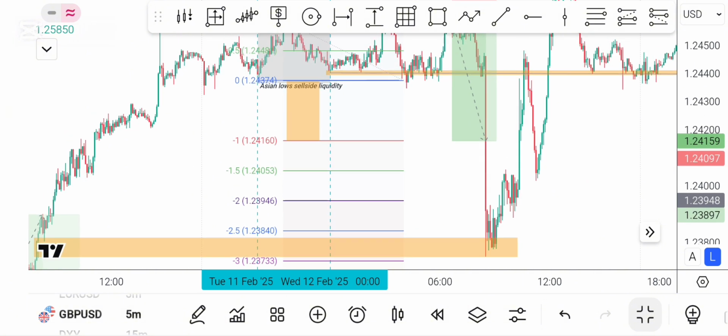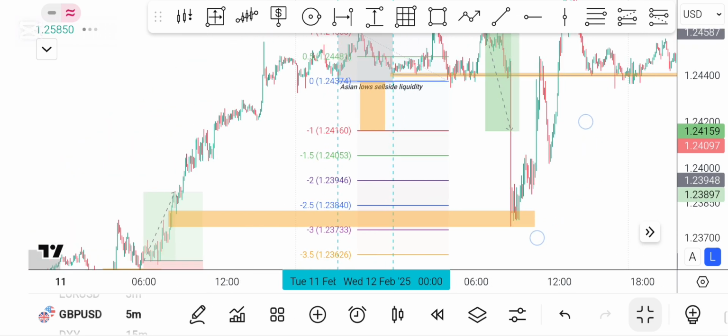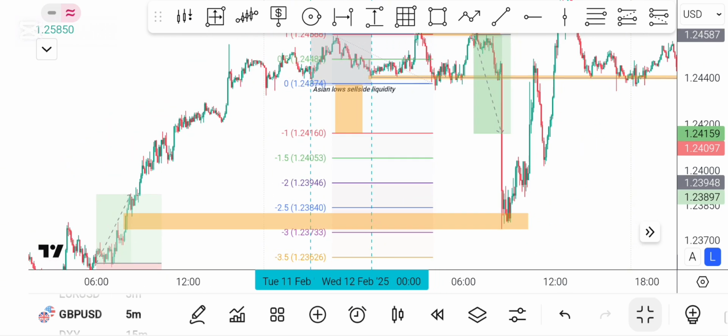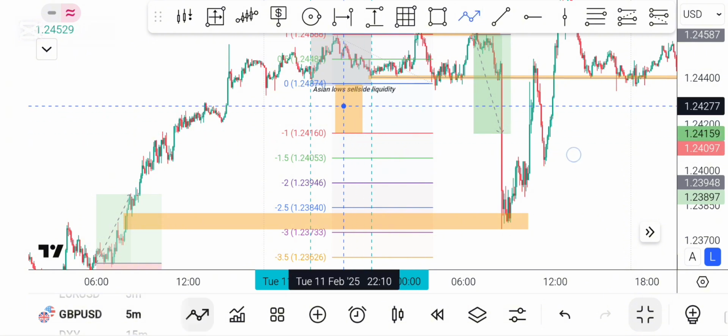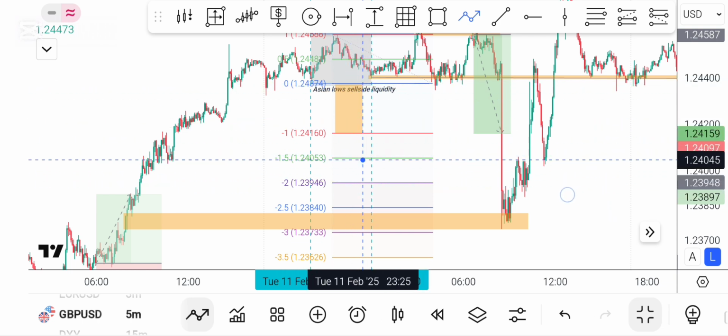Now let us say you were not able to sell over there, and then you waited for price to trade below the Asian range, right? Now what did we say? We said also that you can buy below the Asian range when it takes sell side liquidity, but it actually went very far. What did I say?